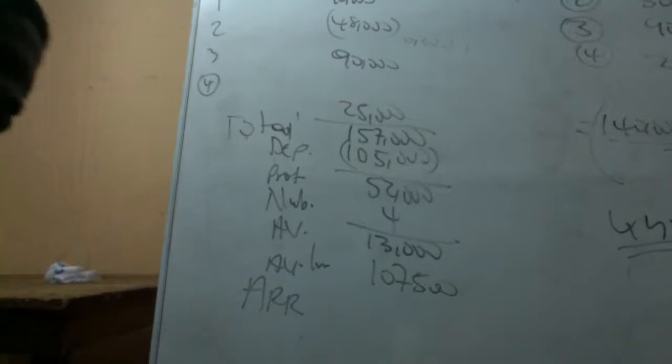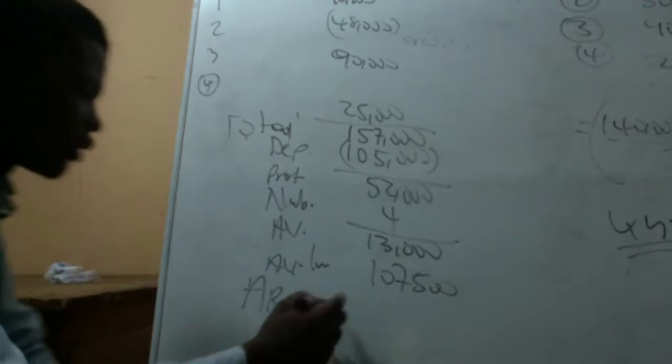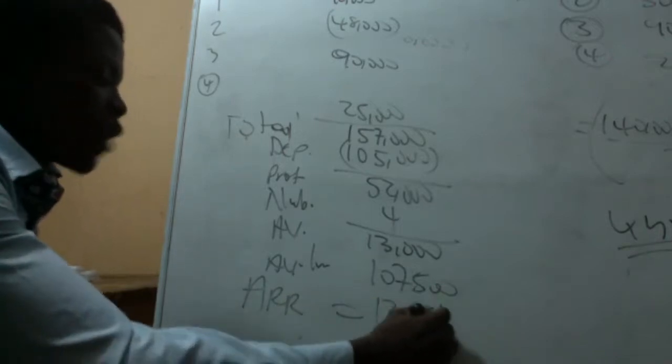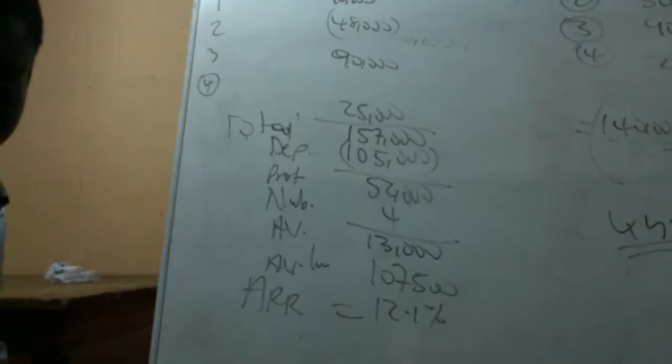So 30,000 divided by 107,500. So that's 12.1%. I like that one. Everybody had it, except few. So 12.1%. I'm done.